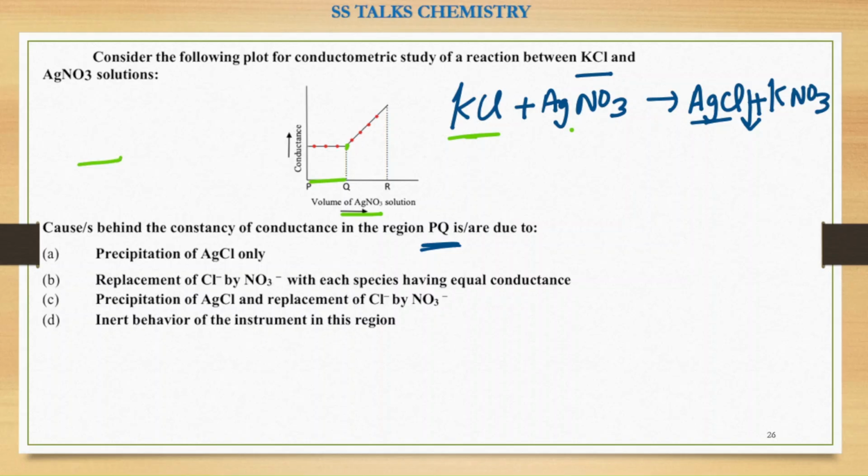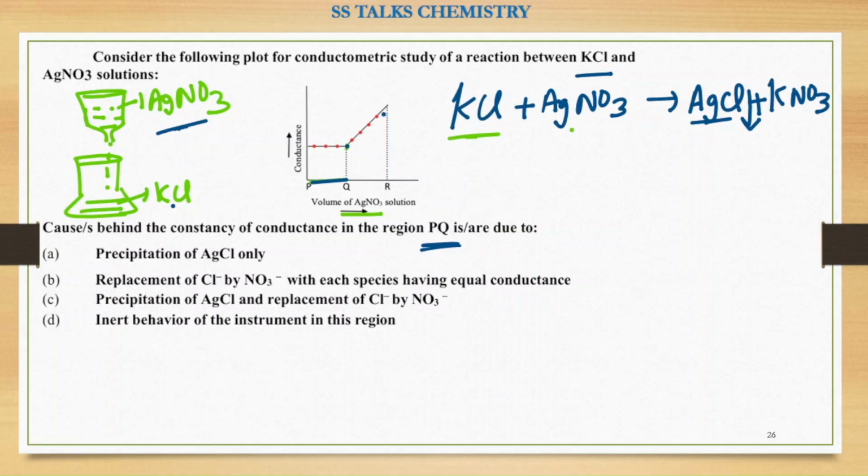Alright, so we are having the beaker like this. Here is the KCl, and with the help of the burette, AgNO3 is being added over here. We are adding it drop by drop, so precipitates are being formed. In this PQ region, the precipitates are being formed until the point Q. Both of these ions will be equal in number, that means you will be having the equivalence point. And after that, this increase you are observing is because you are adding AgNO3 in excess. Due to this, you will have an increase in the conductance.